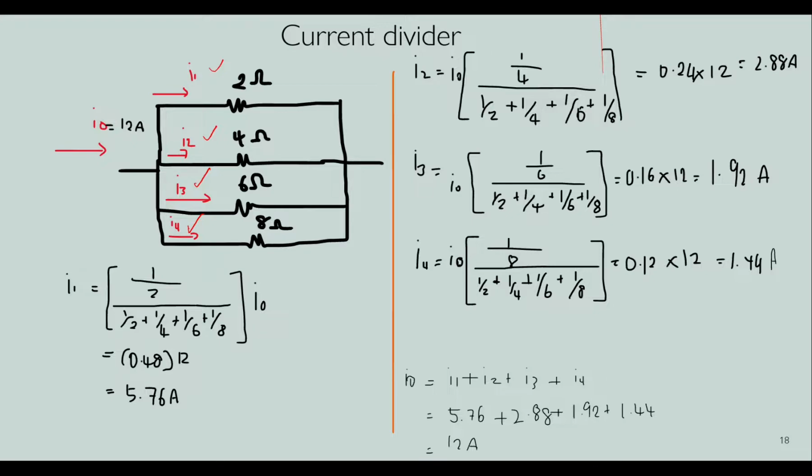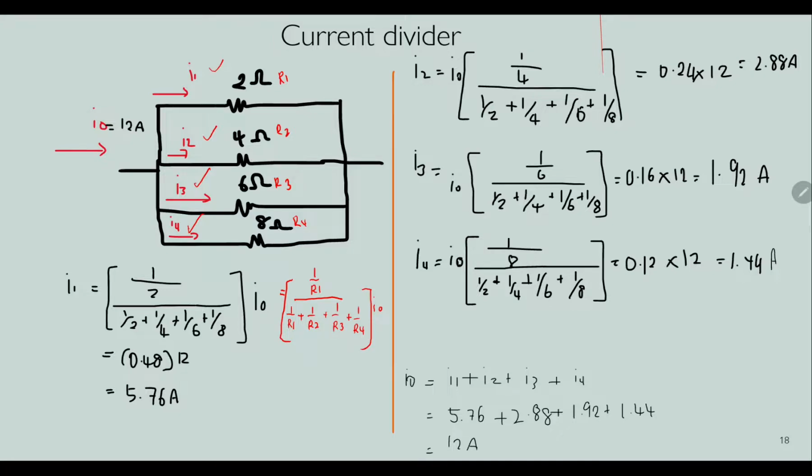For I1, it will be 1 over R1 over 1 over R1 plus 1 over R2 plus 1 over R3 plus 1 over R4. For example, this one is R1, this one is R2, this one is R3, this one is R4. So to calculate I1, 1 over R1 over 1 over R1 plus 1 over R2 plus 1 over R3 plus 1 over R4, times I node.